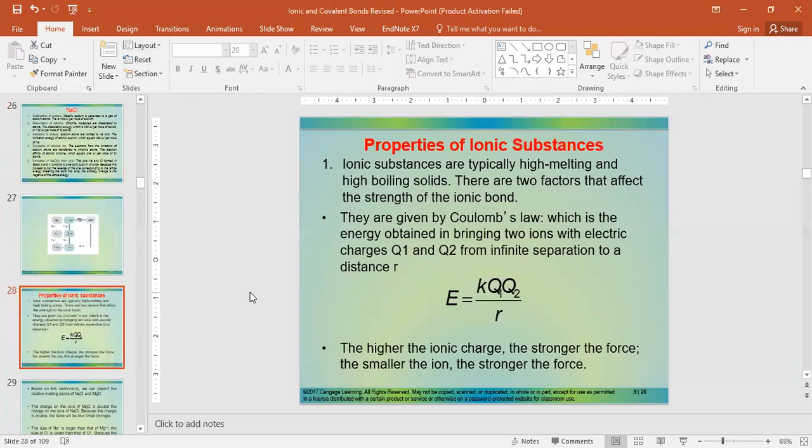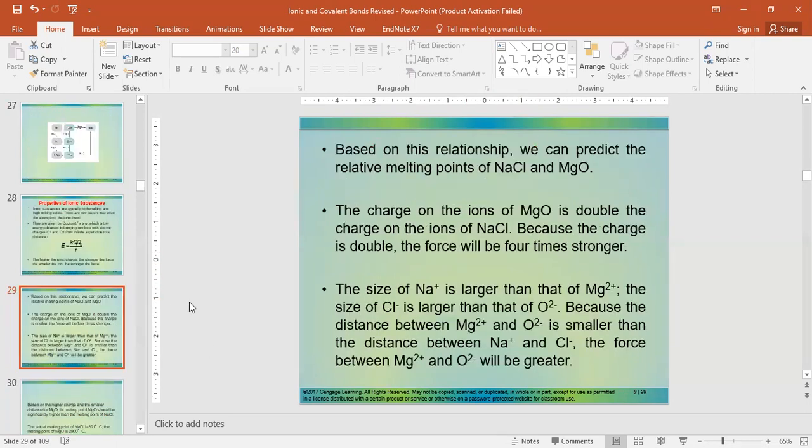So we are here, and we are saying that from this equation, this K is as a result of the removal of the sign of proportionality, because we are saying that energy is directly proportional to the product of Q1, Q2, and inversely proportional to R. When we remove that proportionality sign, that is when we get our K. So based on that relationship, somebody can predict the relative melting points of sodium chloride and magnesium oxide.